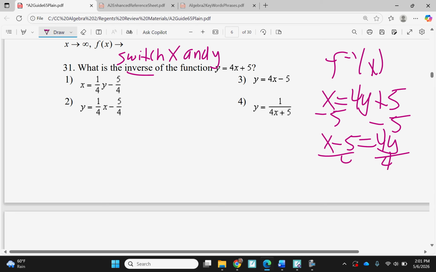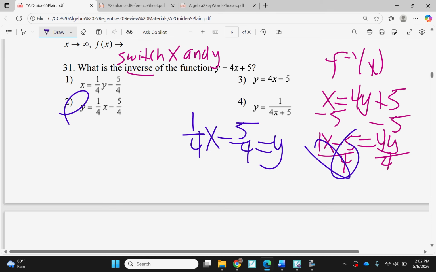Divide by 4. You may see it as x minus 5 over 4, or you may have to break it apart. In this case, that's what I have to do since I don't see that previous answer there. And that's my answer.